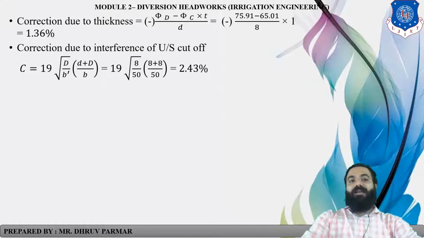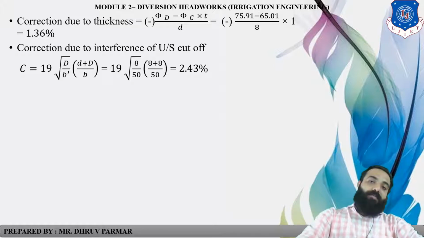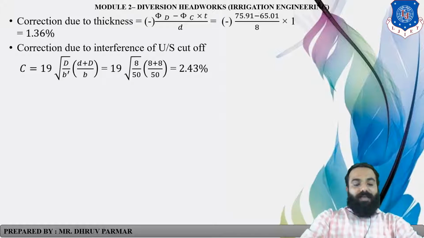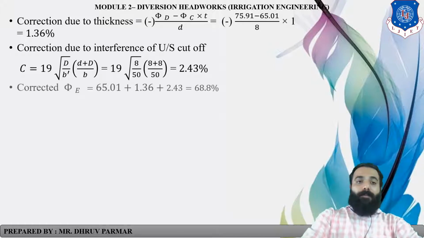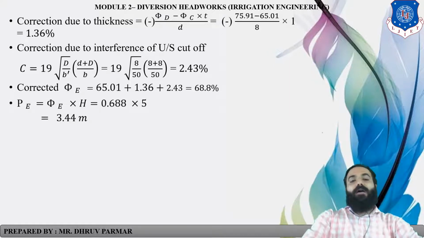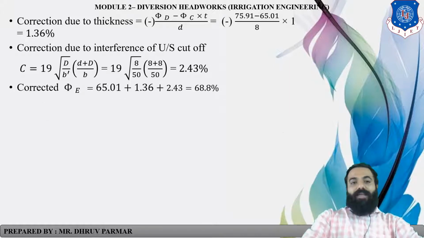Same as the formula, the correction due to interference of pile is 2.43 percent. So on the upstream side, the correction is in additive form. So 65, which is phi C, plus correction due to thickness plus correction due to interference. So we get 65.01 plus 1.36 plus 2.43, which is 68.8.